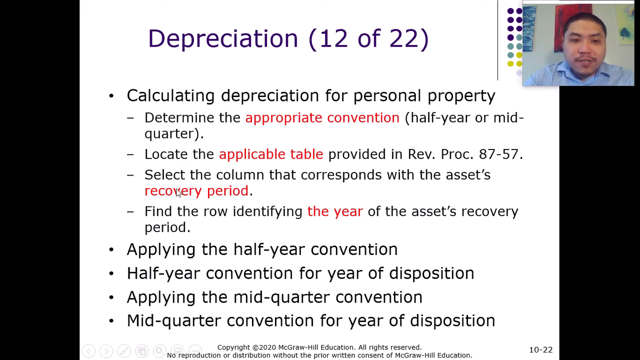The third step is to select the column that corresponds with the asset's recovery period, right? After we figure out the convention, we pick a table, and based on the recovery period, whether it is 5 years or 7 years, we pick the right column. Then, depending on the year for which we're trying to calculate the depreciation expense, we select the row, right? So let me show you.